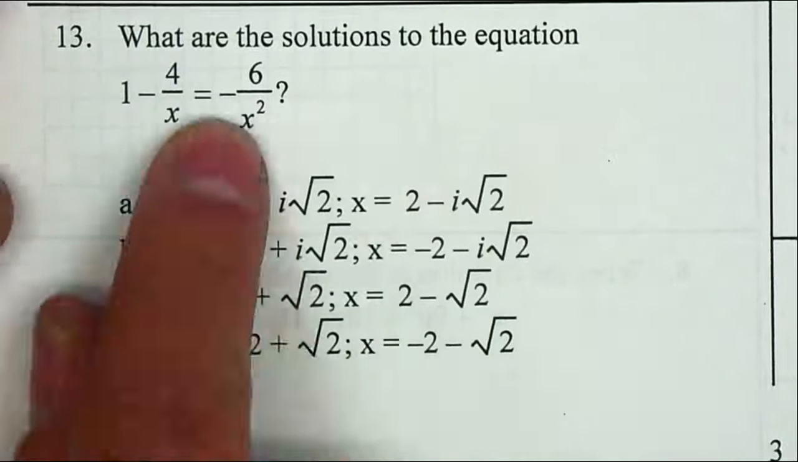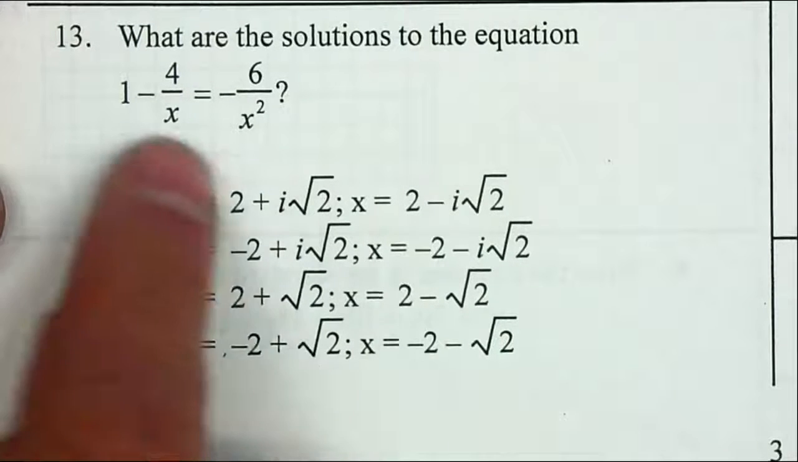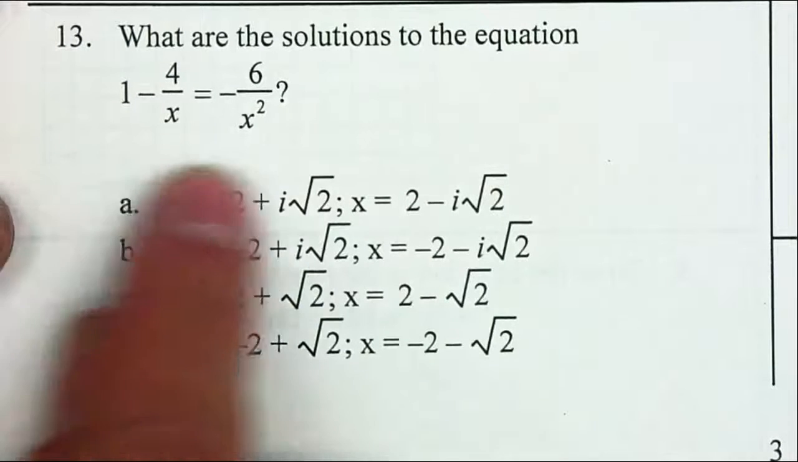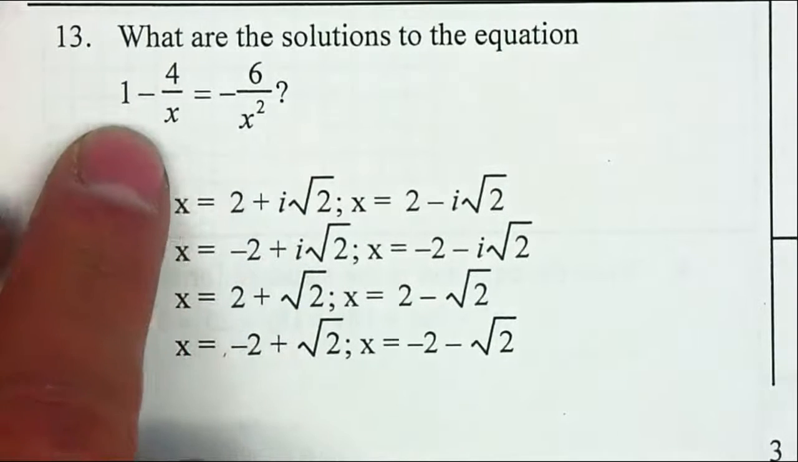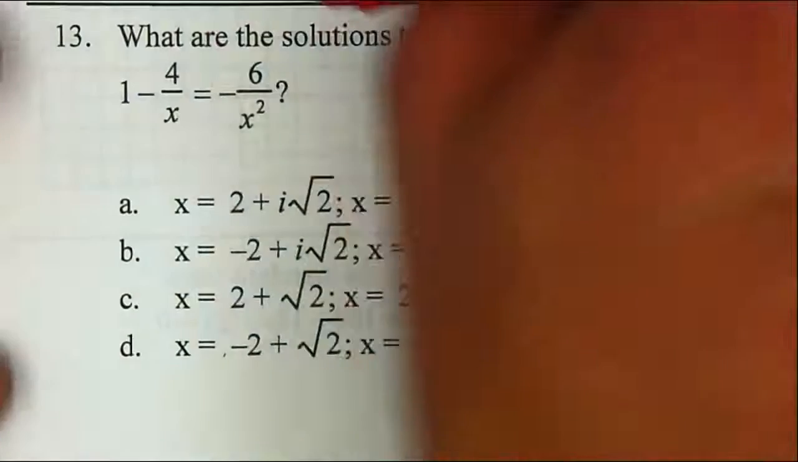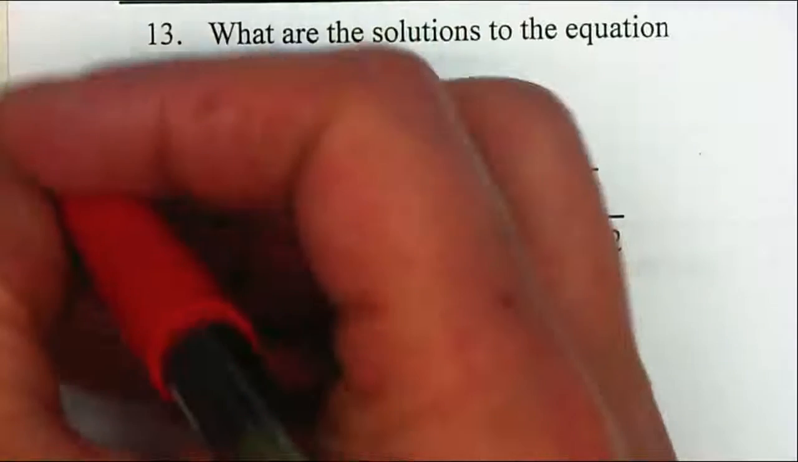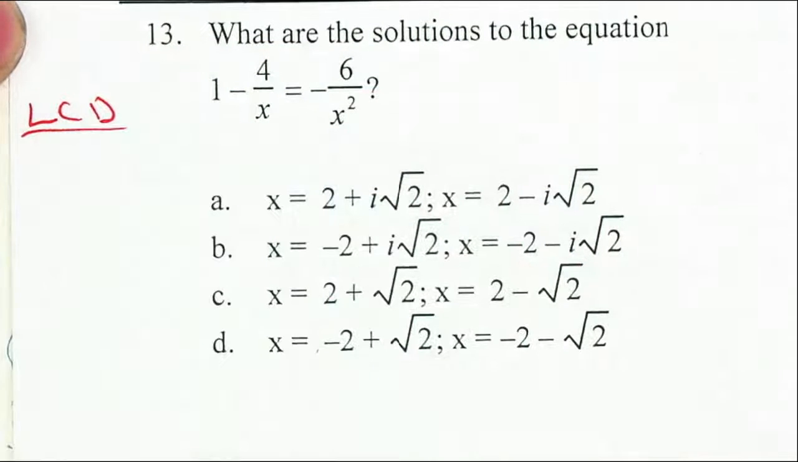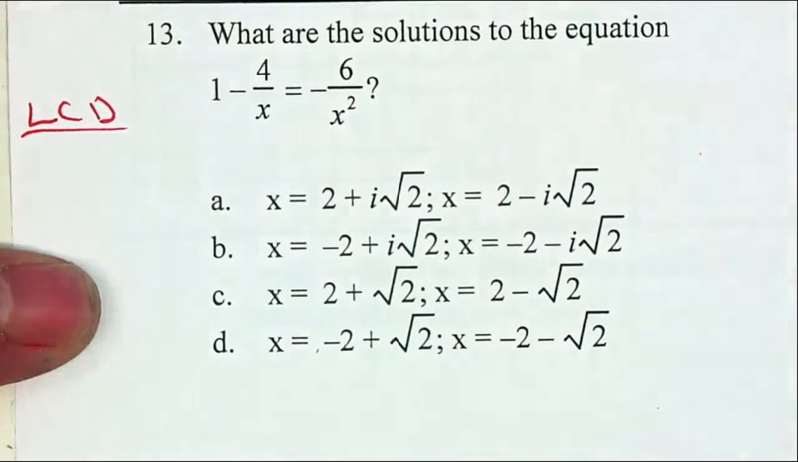What are the solutions to the following equation? Now we have an equation, but we have denominators as part of the equation. So whenever you have a denominator, the best thing to do is to try to cancel that denominator by multiplying by the lowest common denominator. So if I multiply each of the fractions by the lowest common denominator, then the denominators will be gone, and it will be easier to solve the equation.